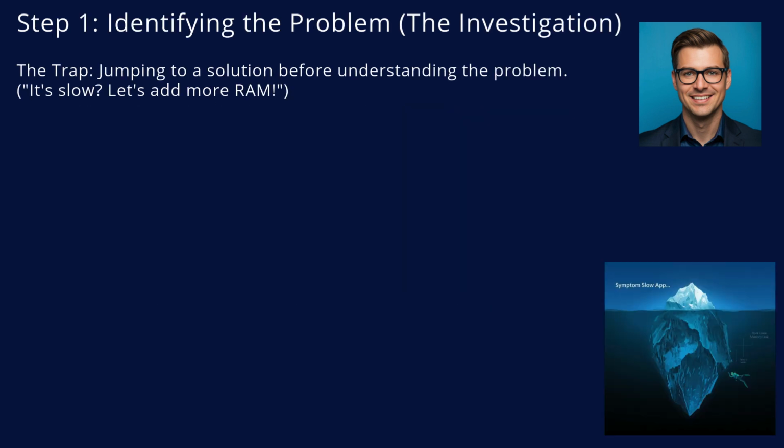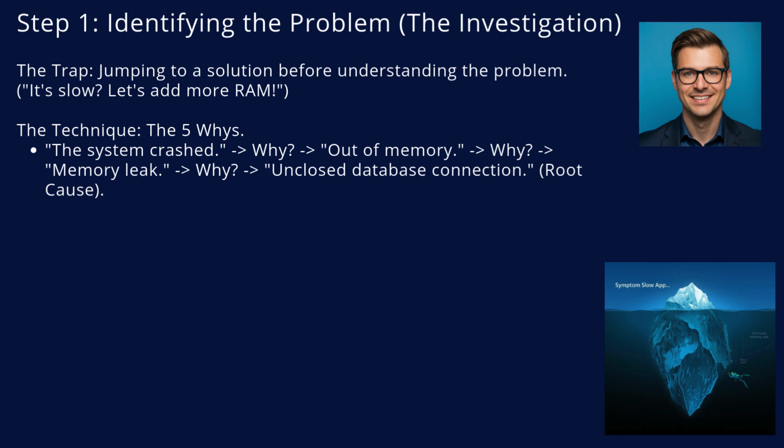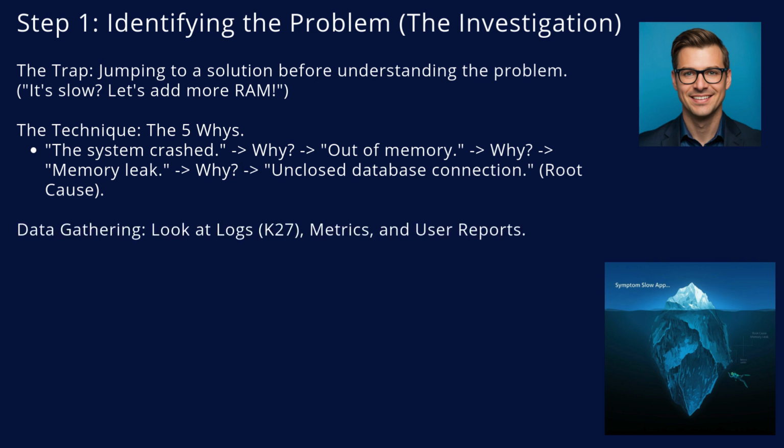Step 1 is identifying. The biggest trap junior engineers fall into is jumping to a solution. "The server is slow, let's upgrade the RAM." That's guessing, not engineering. We use techniques like the 5 whys. The app crashed. Why? It ran out of memory. Why? Because the garbage collector didn't run. Why? Because we have a memory leak. Why? Because we aren't closing database connections. Now we have identified the problem. It's not bad RAM, it's bad code.